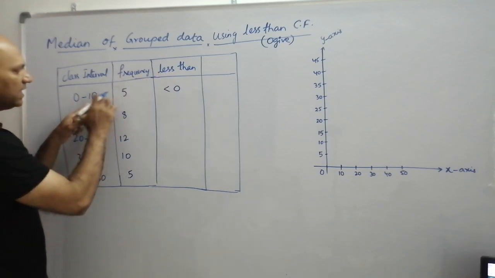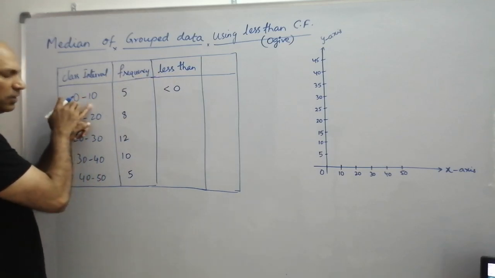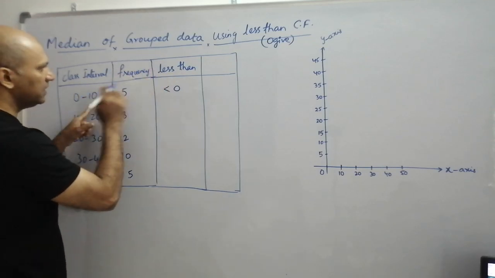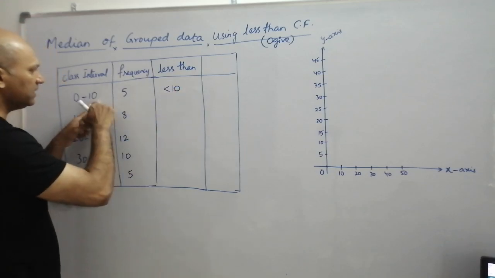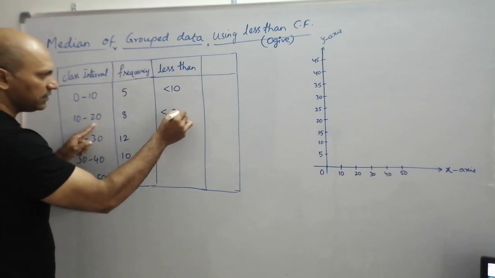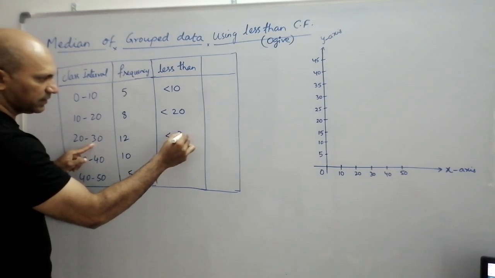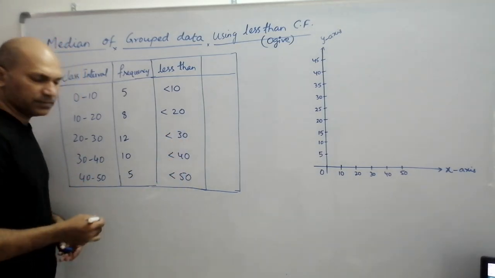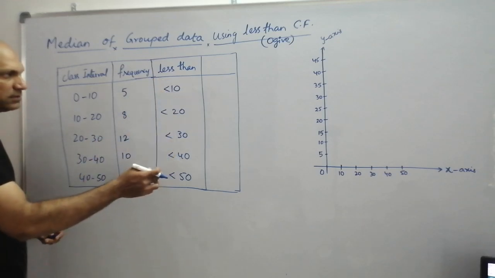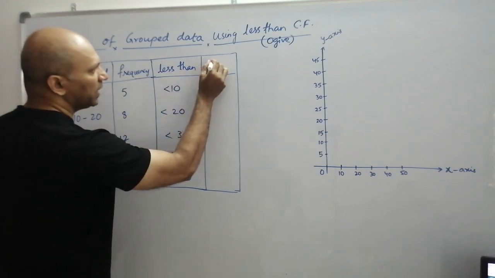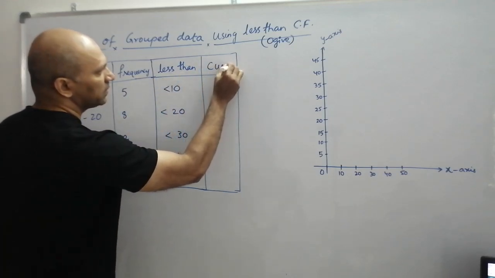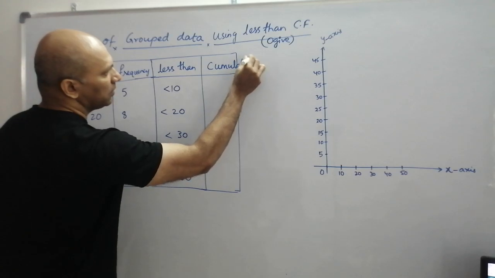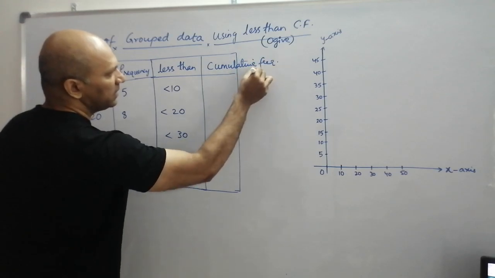So in less than we need to take the upper limit, not the lower limit, right? So in less than take upper limit, that is less than 10, and less than 20, less than 30, less than 40, less than 50. I hope this is clear. Now here we should write cumulative frequency, that is CF.